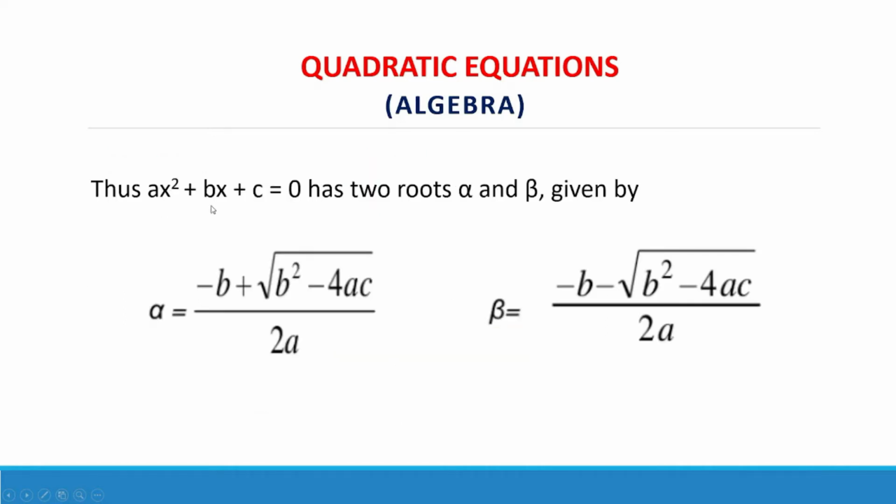Thus, ax squared plus bx plus c equals 0 has two roots, alpha and beta, given by alpha equals negative b plus square root of b squared minus 4ac, all over 2a. And beta equals negative b minus square root of b squared minus 4ac, all over 2a. So these are the two values of x, one represented by alpha and another represented by beta.